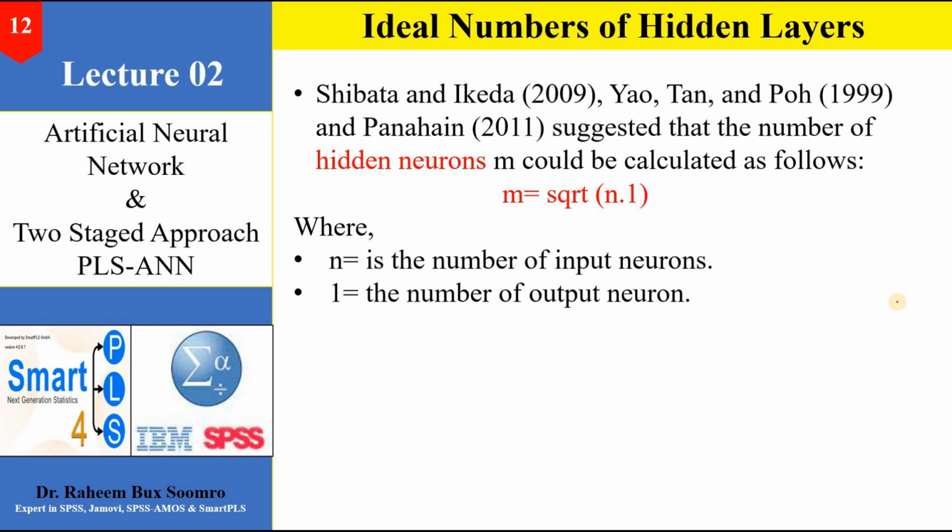And there are some other guidelines, rules of thumb. Shibata and Ikeda suggest that the number of neurons in the hidden layer, Nh, could be calculated as follows. Here Nh is the number of hidden neurons. It is calculated from the number of input neurons and the number of output neurons: multiply the input and output neurons, and then take the square root. This is one tool through which you can identify the hidden layers.